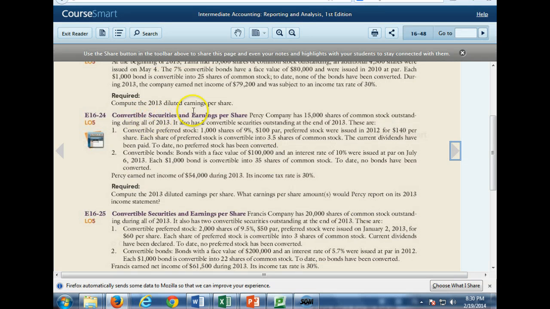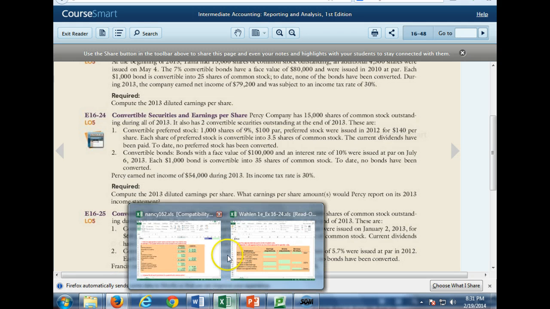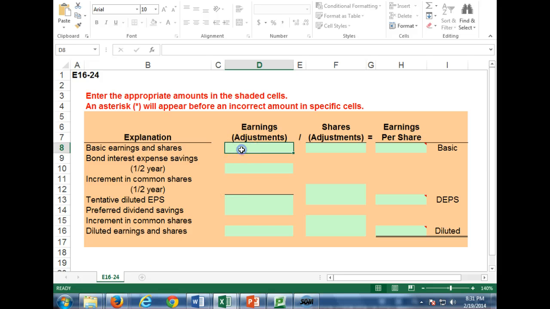It says the preferred stock, 1,000 shares of 9%, $100 par. So what would be our preferred dividends? 9,000. So our basic earnings per share would be our 54,000 net income minus 9,000 of preferred dividends, to be at 45,000, wouldn't it? Does that make sense?